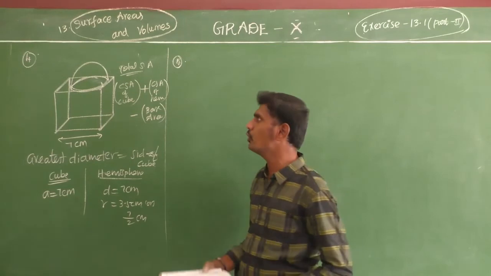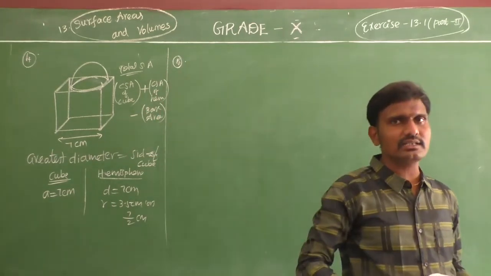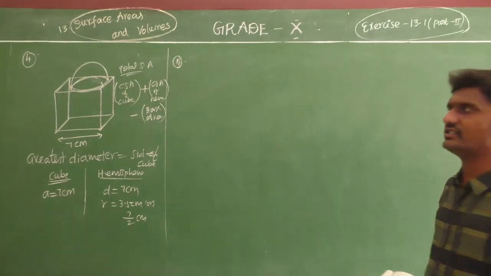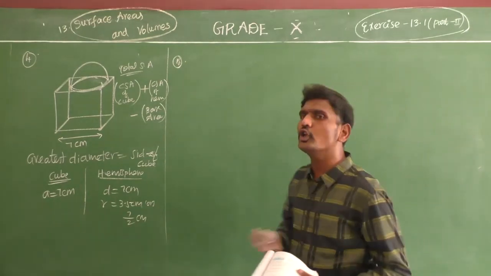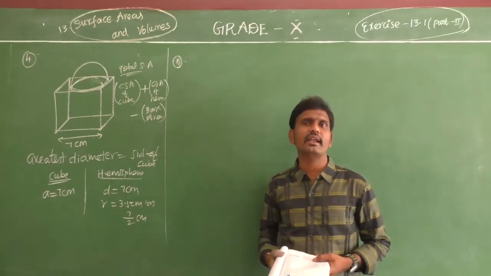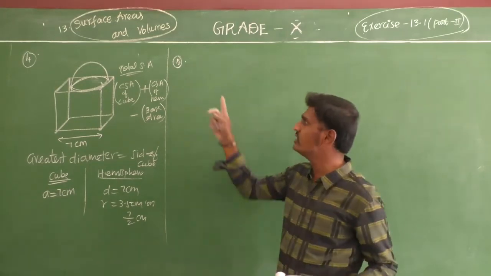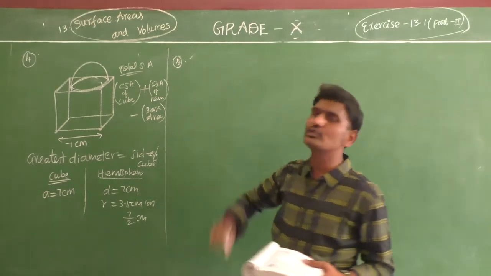Got it, children? Now, the fifth question is also the same pattern, but with one small difference. In the fifth question, you don't have any measurement, like 5 centimeters, 6 centimeters. You don't have any measurement. So listen carefully for this sum. Fifth question. Yes, students.